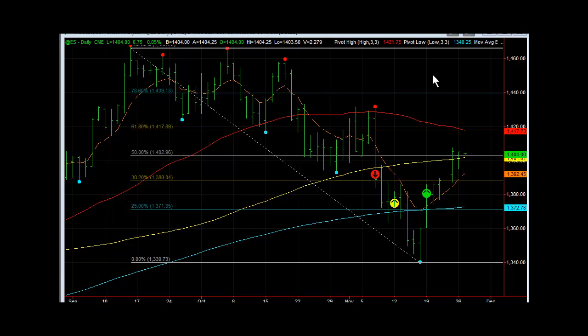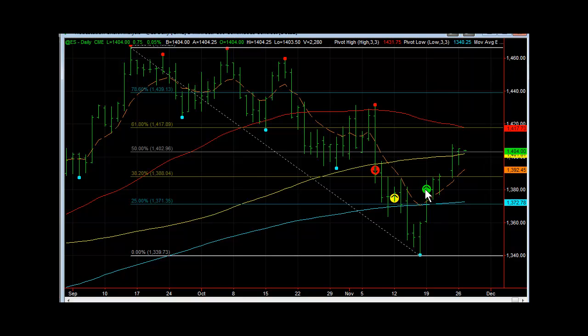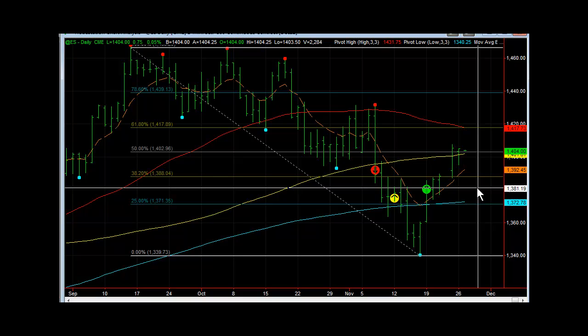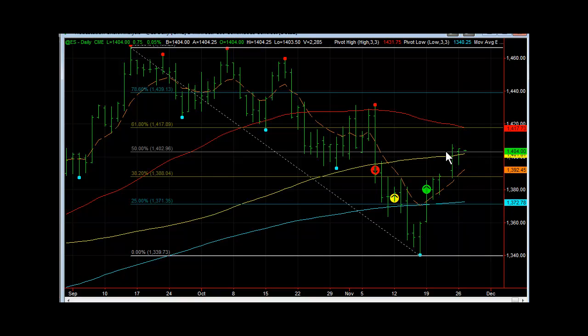Also, the cycle model has the market on the medium-term trend is up, and that went long on the 19th. So right here, still holding long. So it got a good entry, on a big major up day, good volume, but it got in around 1380, and now we're at 1404. So nice entry there.